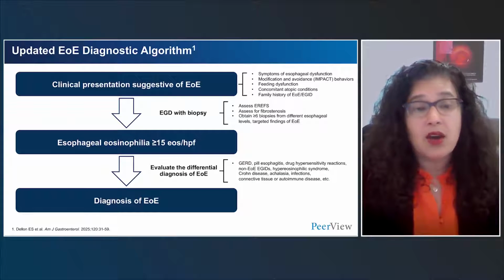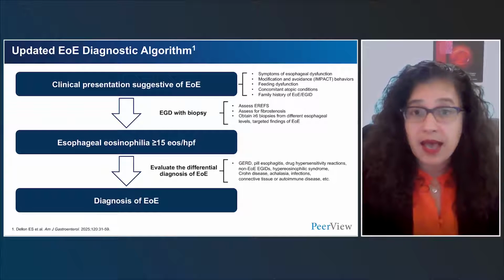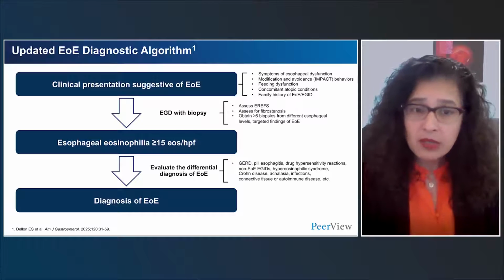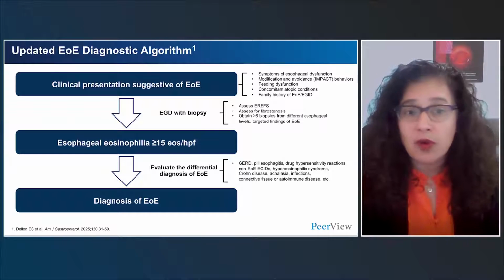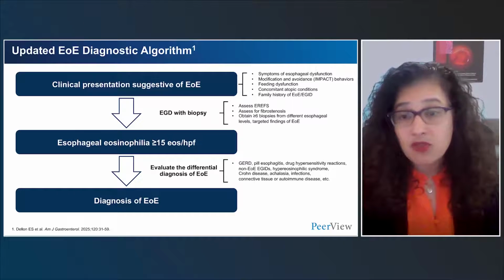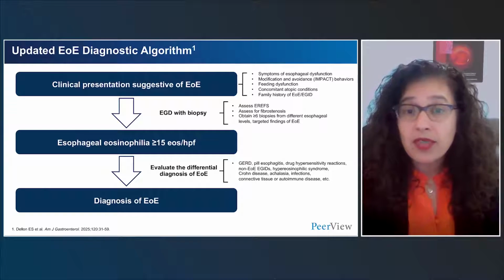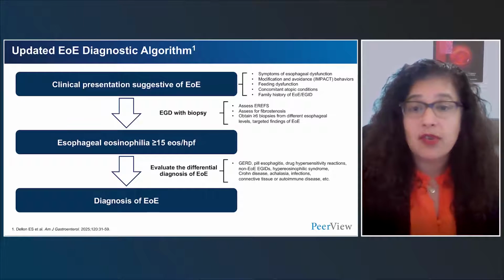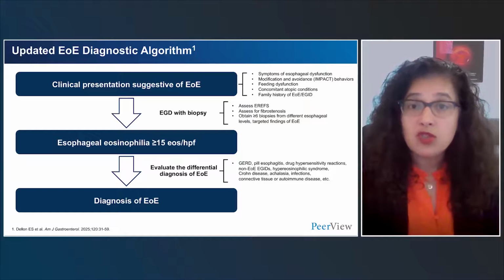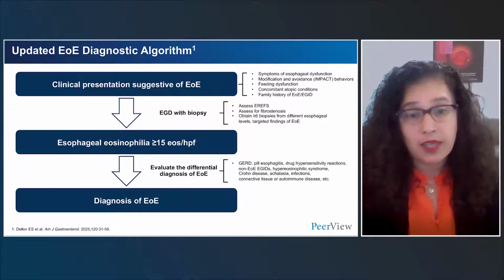Here we see our updated EoE diagnostic algorithm from the recent ACG guidelines. And I'll just walk you through this algorithm. So initially, you're going to look for that clinical presentation suggestive of EoE. Do patients have symptoms of esophageal dysfunction, any modification and avoidance behaviors based on that impact score? Could they have feeding dysfunction, concomitant atopic conditions, or a family history of EoE or EGIDs? All those should raise our suspicion of EoE.